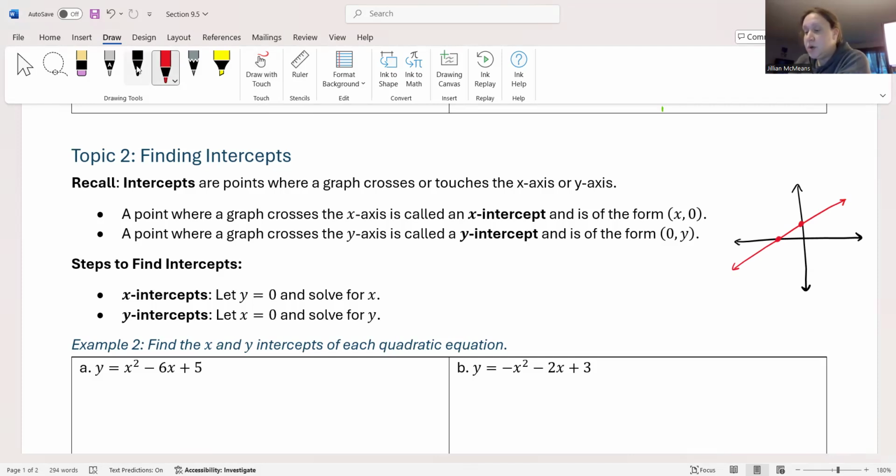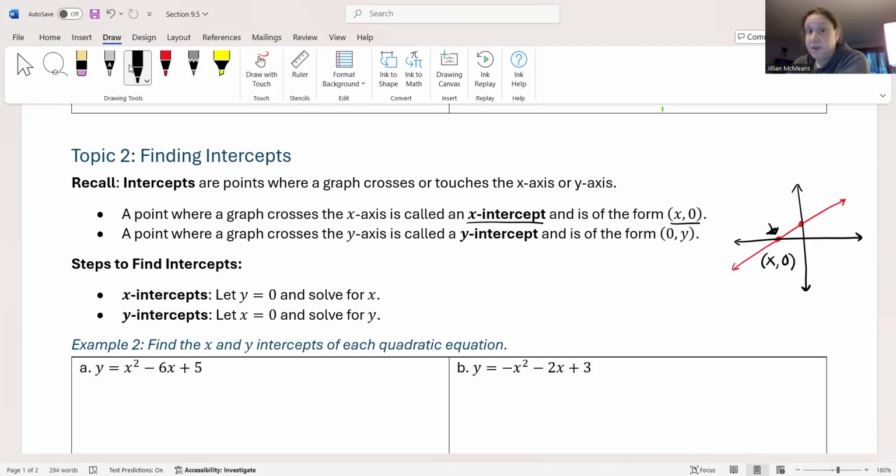Now, a little bit more specifically, a point where a graph crosses the x-axis is called the x-intercept, and it's going to be of the form x, 0. We have an x-intercept right here. To get to that ordered pair, if we were plotting points, we would start at the origin and go left or right, in this case left, and then we don't go up or down. So the x-coordinate is some non-zero number, and the y-coordinate is always 0, because in order to be on the x-axis, we never go up or down.